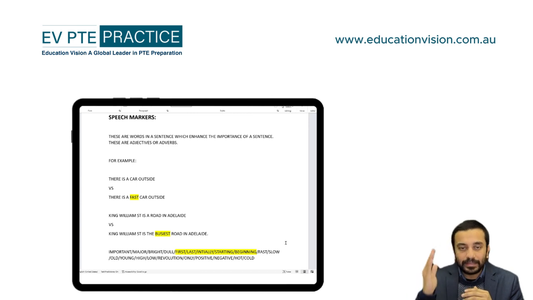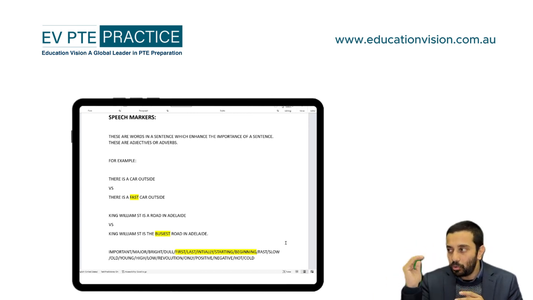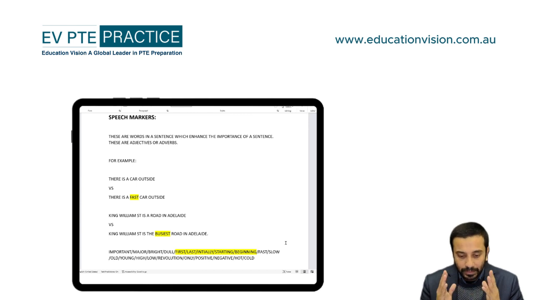Or if I say, there are young students in the class. There are old students in the class. Young, old are also classified as speech markers. And these are some of the examples that I have written down over here. At the end, you can see some words which are mentioned. Some of the speech markers like important, major, bright, dull.